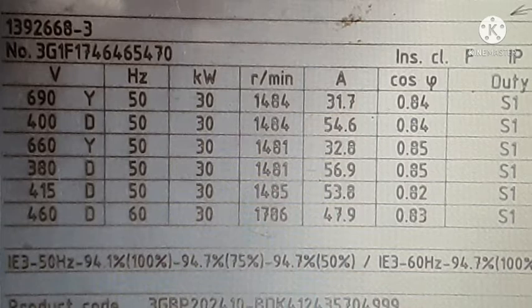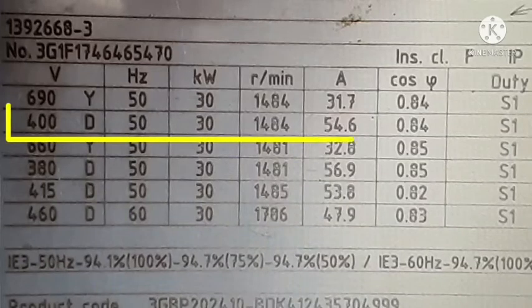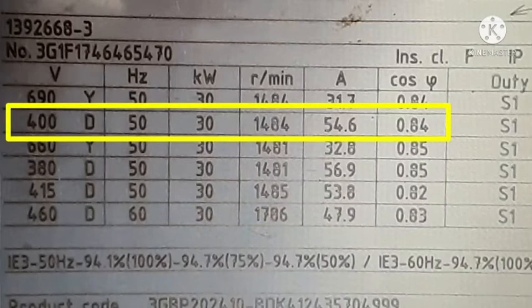This is a motor. Let's suppose that this motor is being used at a 400 volt system. So I will take the values mentioned against the 400 volt rating, which are 400 volt delta, 50 hertz frequency, 30 kilowatt power, 54.6 rated current and 0.84 power factor. So let's calculate the magnetizing component as well as the active component of the current for the same motor.